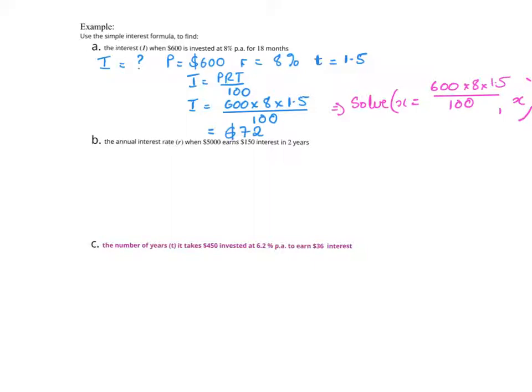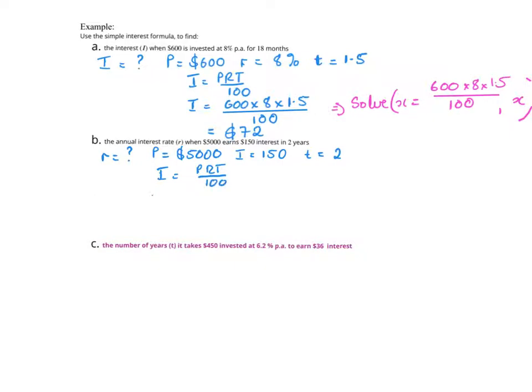Okay, so the next one wants the annual interest rate. So this time you can see we're looking for R when $5,000 earns $150 interest. So $5,000 is the amount you're starting with, so that's P equals 5,000. And interest we know is $150. T is equal to 2 years. Again, our rule, I equals PRT over 100.